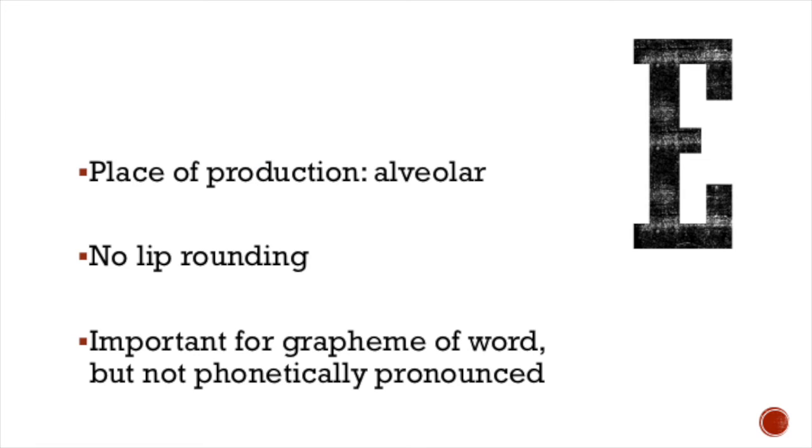E. The place of articulation is alveolar with no lip rounding. Just like the A in the word eagle, this last letter is important for the grapheme of the word, but is not phonetically pronounced.